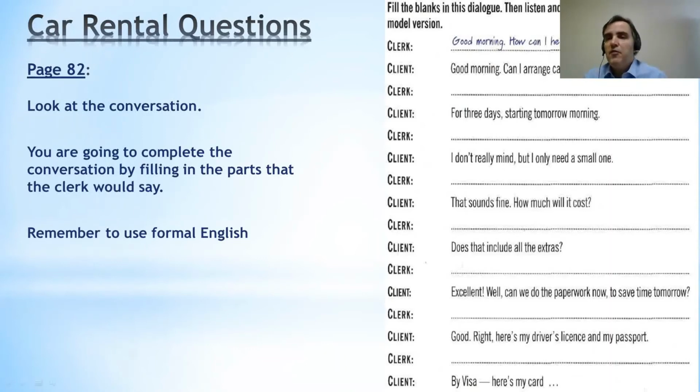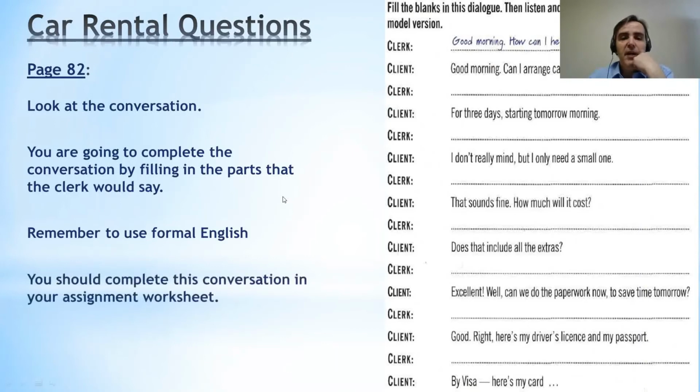Look at what comes before and what comes after, and then we have to try and figure out what would come in between. So sometimes it will be questions, sometimes you will be answering the questions. Sometimes you will answer a question and then ask another question. So this is a good time, everybody, to pause the video, look in your assignment worksheet and try to complete the conversation.